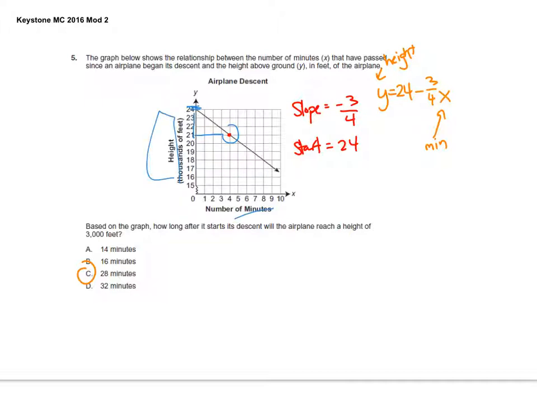If I want to know how long after it starts its descent the airplane reaches a height of 3,000 feet, remember, I'm already in thousands. So when I use my equation, I'm going to let y equal 3 because I already took off the 1,000 portion of my 24. So let y equal 3, and I can set up my equation: 3 equals 24 minus 3/4 x. Go through and solve that equation, and I'll find out that C at 28 minutes is my best answer.